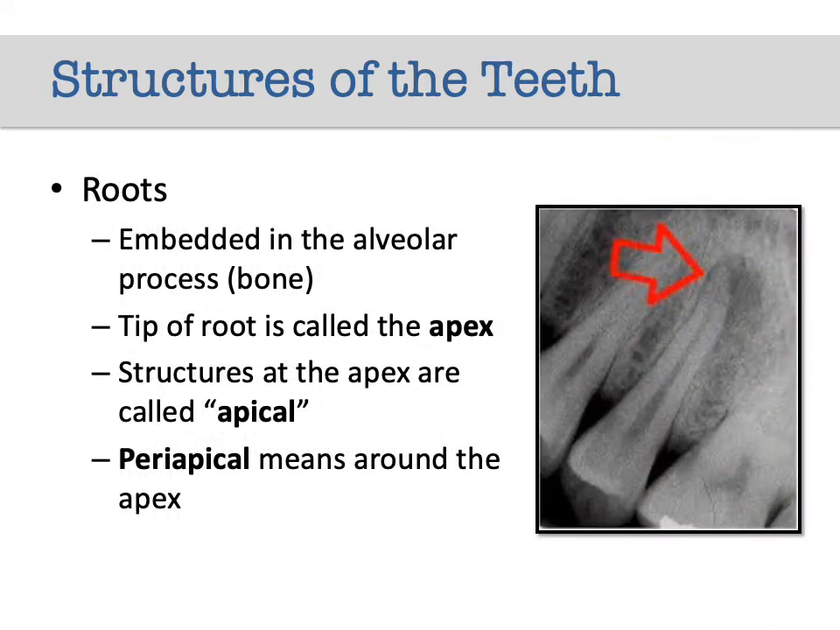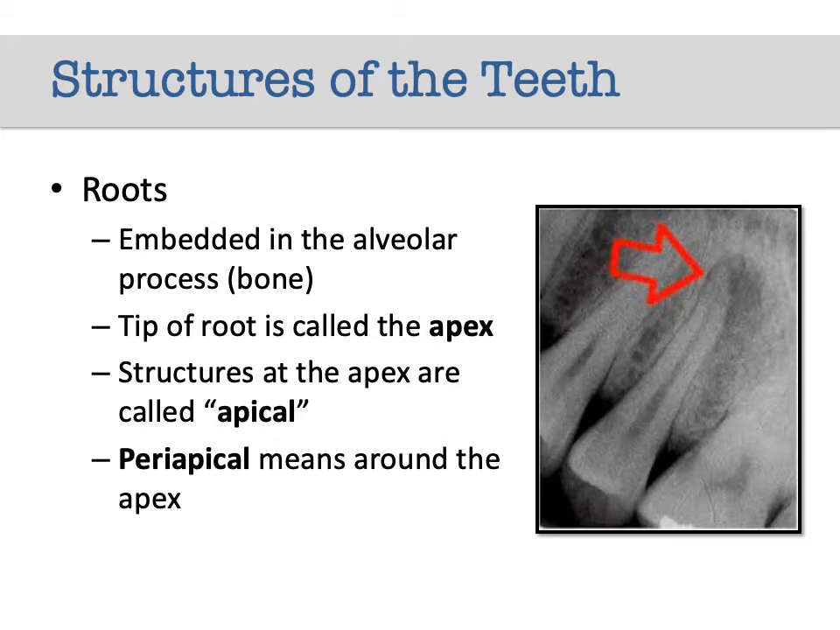The roots of a tooth are embedded in the alveolar process, which is the bone that surrounds the teeth. The bone that makes up your jaw is called the alveolar process. The tip of the root is called the apex. Structures that are around the apex are called apical. Anything you find around the apex or near the apex is going to be called apical, and periapical means that it's around the apex.